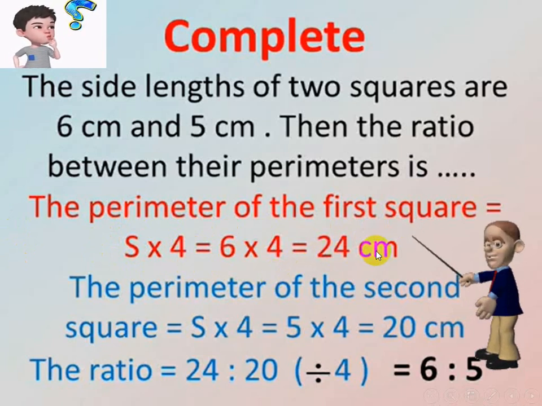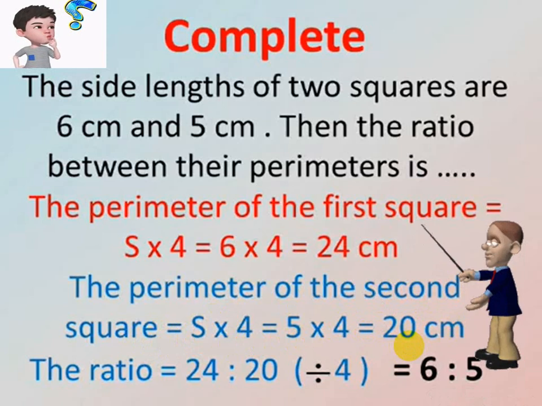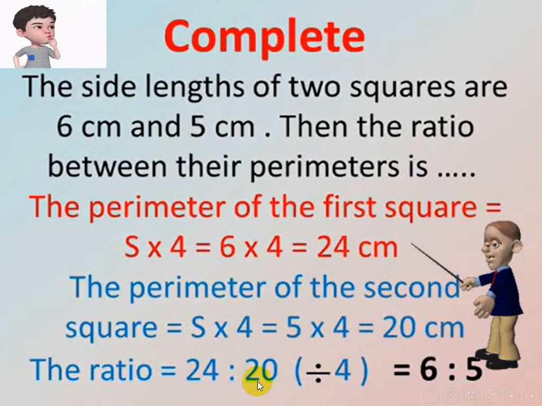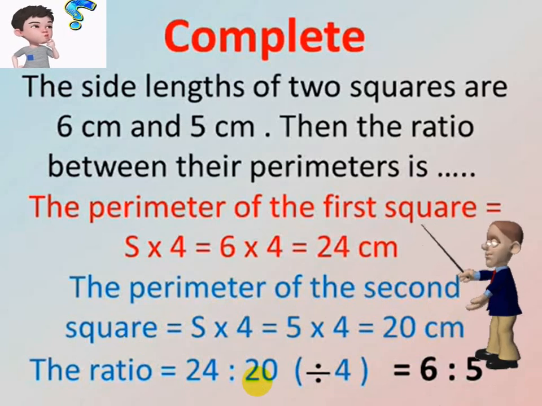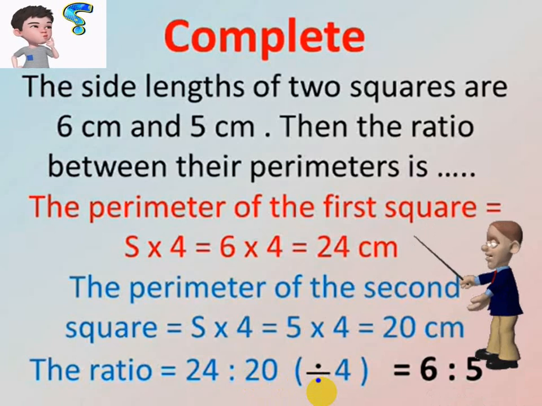centimeters. The perimeter of the second square, don't forget to write the rule, side length times 4. So 5 times 4 equals 20 centimeters. Don't forget to find the ratio. The ratio between the two perimeters: the first number is 24 to the second number, 20. 24 and 20 are divisible by 2 because they are even numbers, and they are divisible by 4.